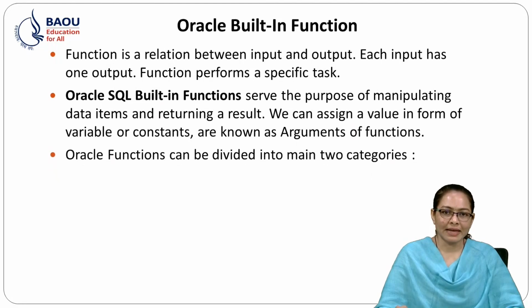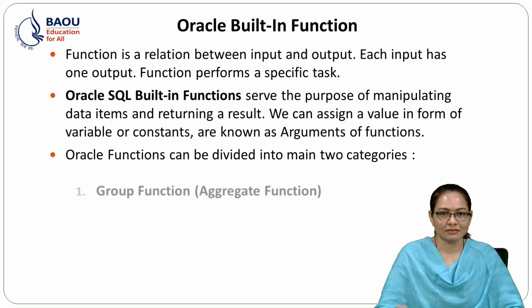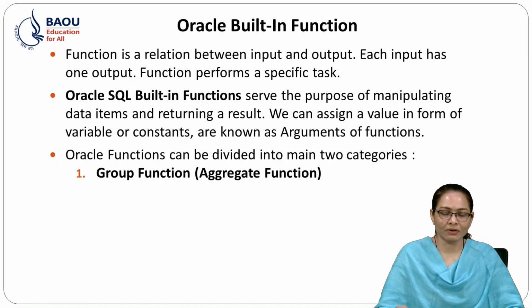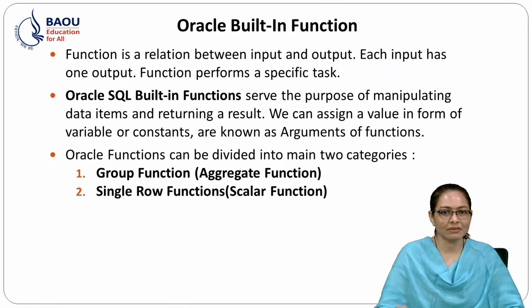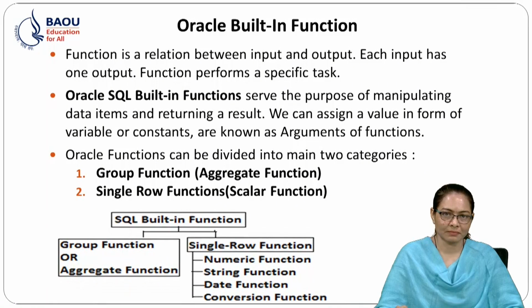Oracle functions can be divided into two categories. First is the group function, that is the aggregate function, and the second one is the single row function, or we can say scalar function. The scalar function is further divided into four parts: numeric function, string function, date function, and conversion function.